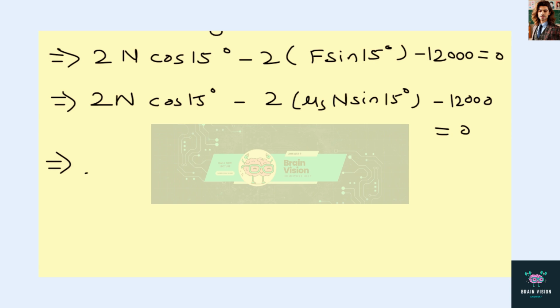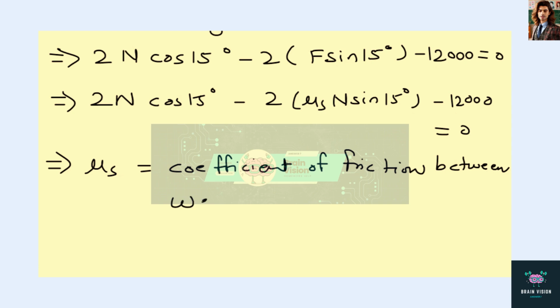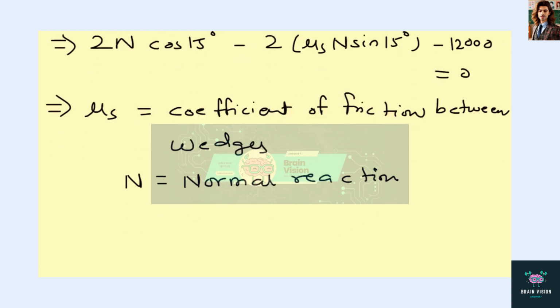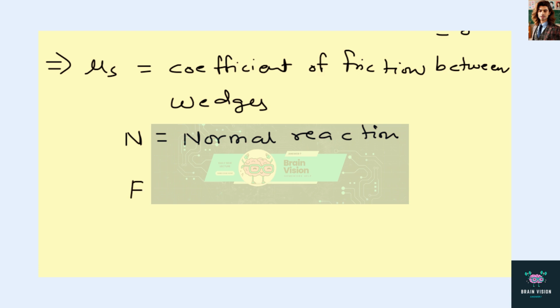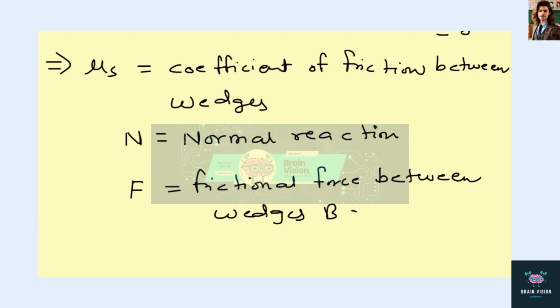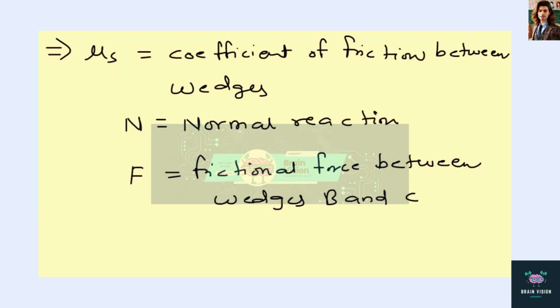On going forward, we can write mu s is equal to coefficient of friction between wedge B and C, N is equal to normal reaction, and F is equal to frictional force between wedge B and C.